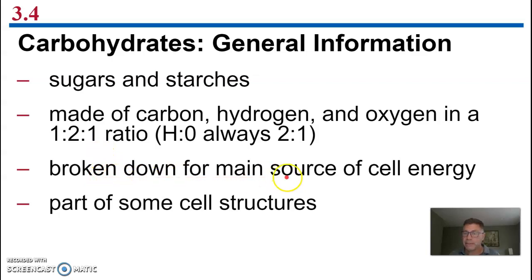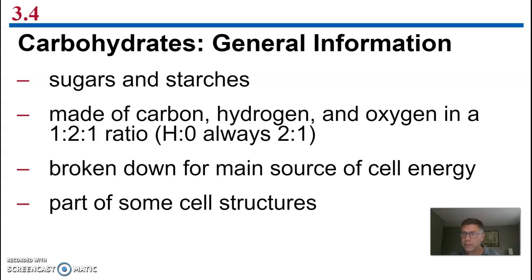They are broken down as the main source of cell energy. Think of carbohydrates like fuel. These are the molecules that we use to run our cells and do the energy that we need for cellular processes. Carbohydrates go into a process called cellular respiration, where they are converted into a molecule called ATP. Carbohydrates are the energy molecule, the fuel, basically, in the same way that we put gasoline into a car that can be used and consumed for that car to run.